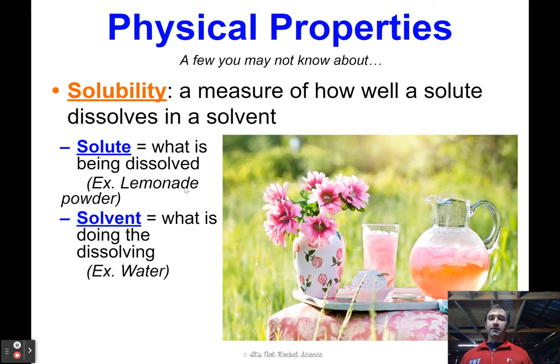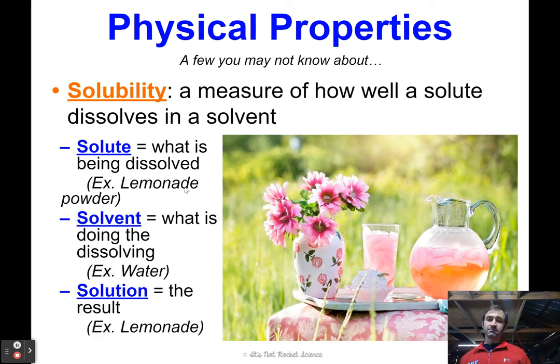Solubility. You think of solution and solvent. Solubility is the measure of how well a solute dissolves in a solvent. Again, these are basic terms, but we want to be good at the basics. So if I'm insulting your intelligence, I apologize, but I'm not. So get these down still, right? And you could think of the picture there.